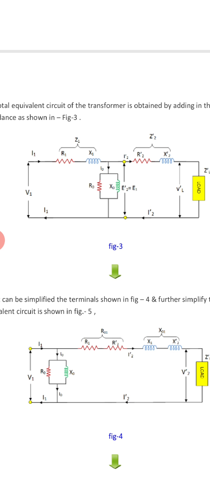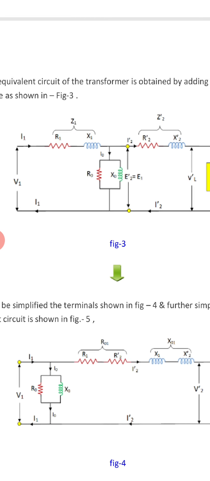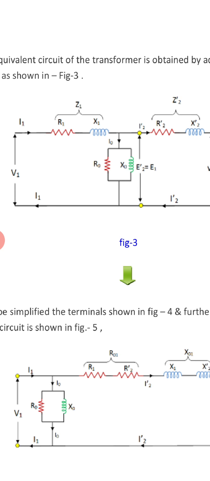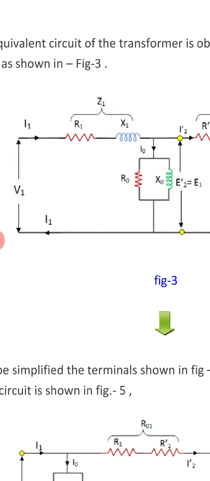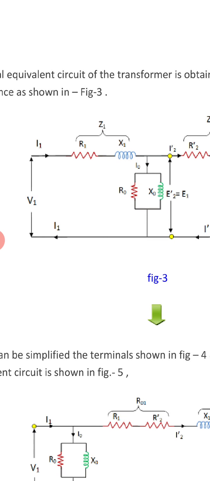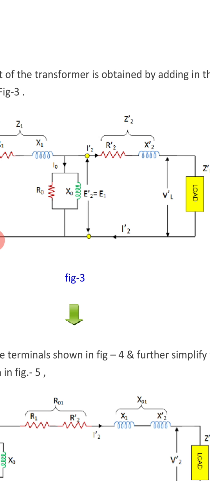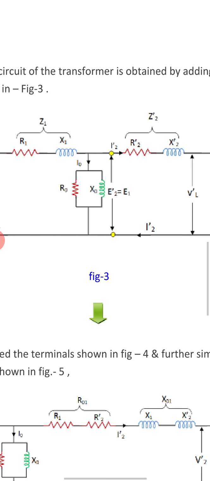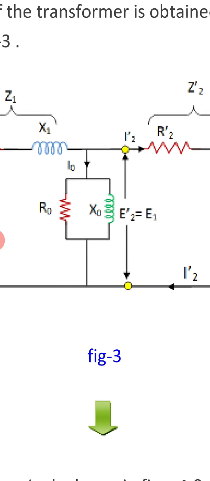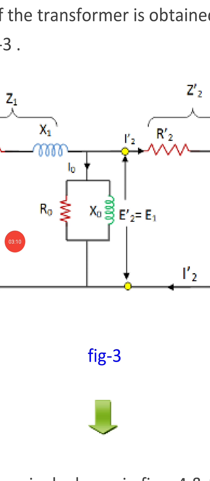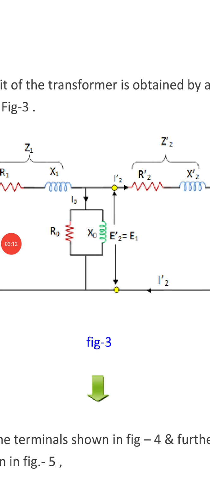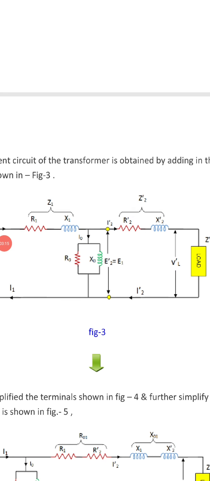Z1 is the impedance of the primary winding. Now what is impedance? It is the total opposition offered to the flow of current. So Z1 is the combination of R1 and X1, and Z2 dash, because it is transferred here to the primary winding, is the combination of R2 dash and X2 dash. And here we can see that I0 is the no load current. It has two components, the working and the magnetizing component.